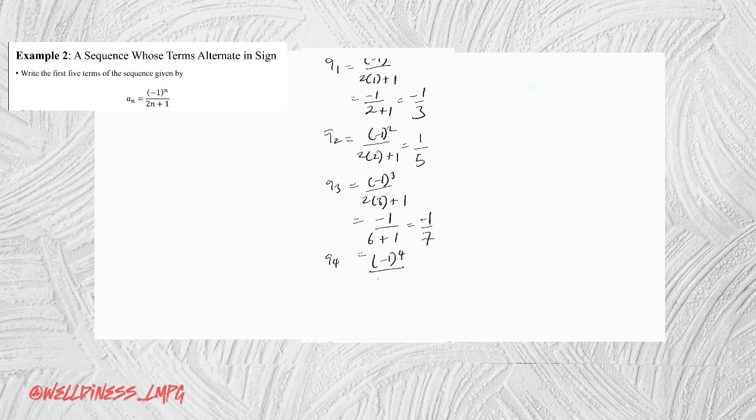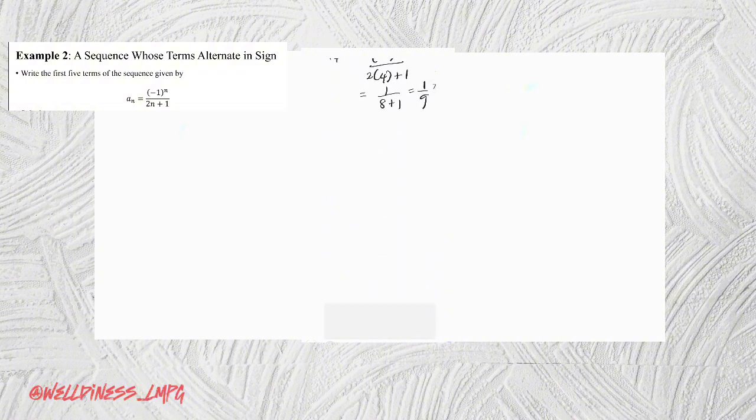So that will be minus 1 raised to power 4 divided by 2 times 4 plus 1. And we know that minus 1 raised to power 4 is the same thing as minus 1 times minus 1, which is plus 1, plus 1 times minus 1, which is minus 1, minus 1 times minus 1, which is plus 1, divided by 2 times 4 plus 1, and 2 times 4 is 8, 8 plus 1 is 9. Your final answer is 1 divided by 9.